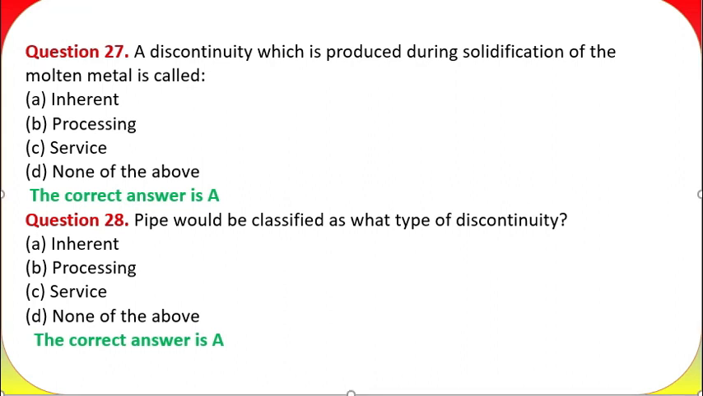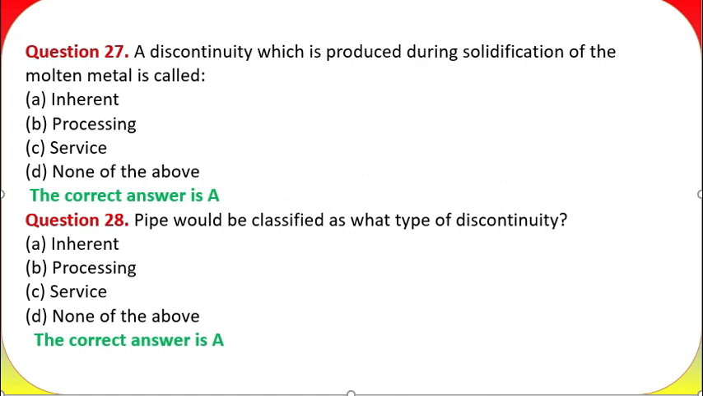Question 27. A discontinuity which is produced during solidification of the molten metal is called: A. Inherent. B. Processing. C. Service. D. None of the above. The correct answer is A.